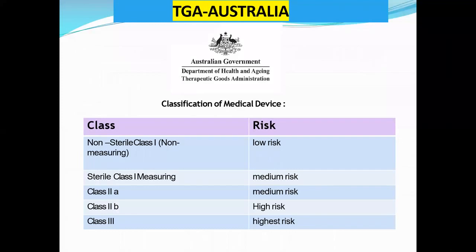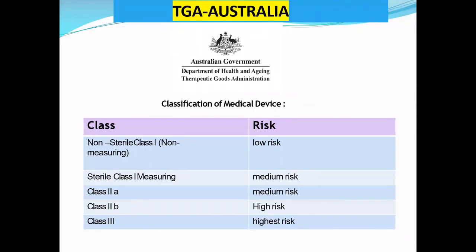So this was the overview of Europe and US medical devices and how the CE marking is done. What is the meaning of competent authority? What is the meaning of notified body? Okay, let us now discuss TGA Australia.